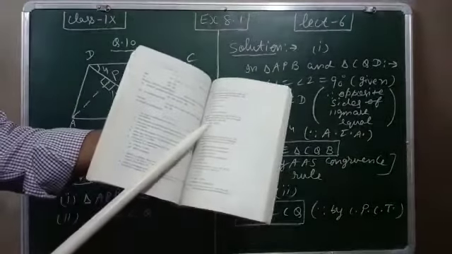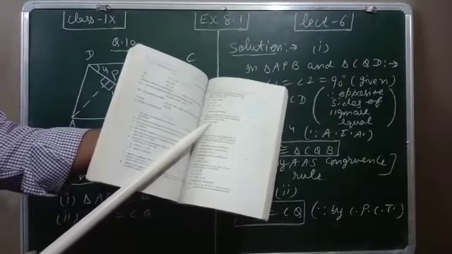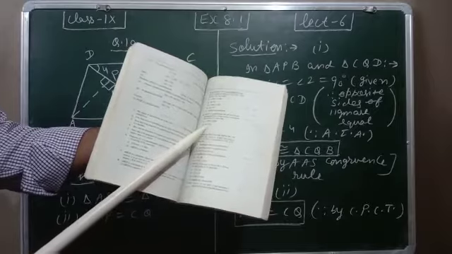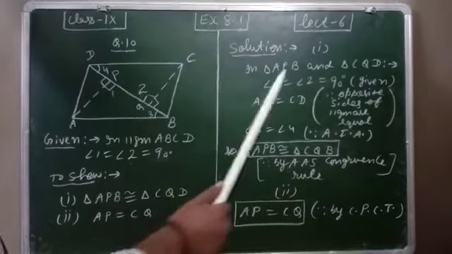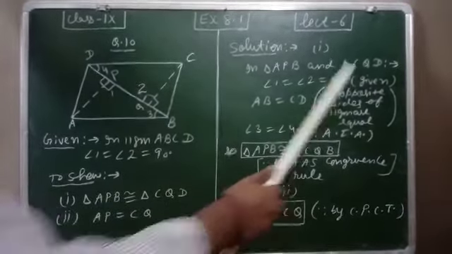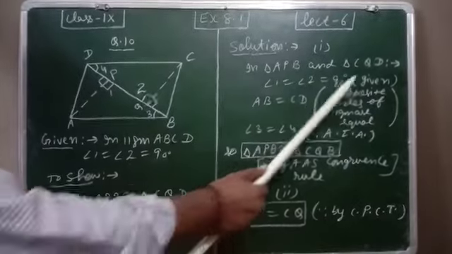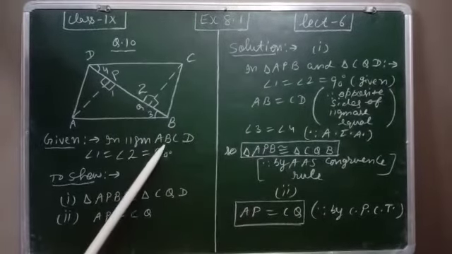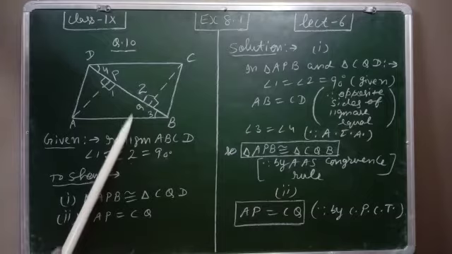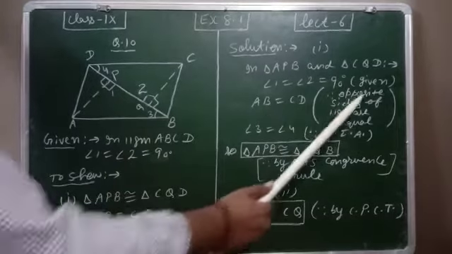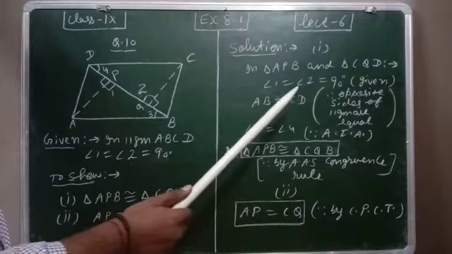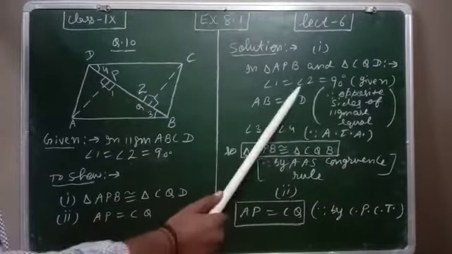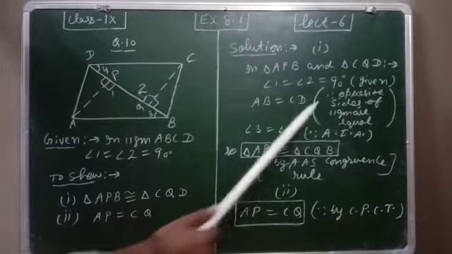Then we want to show these 2 points: first, triangle APB congruent to triangle CQD, second, AP equal to CQ. So, first part. In triangle APB and triangle CQD, angle 1 equal to angle 2 equal to 90. This is given. Since ABCD is a parallelogram, we can say AB equal to CD because opposite sides of a parallelogram are equal. So 2 points we note down: the first direct from the given, and the second indirect from here.